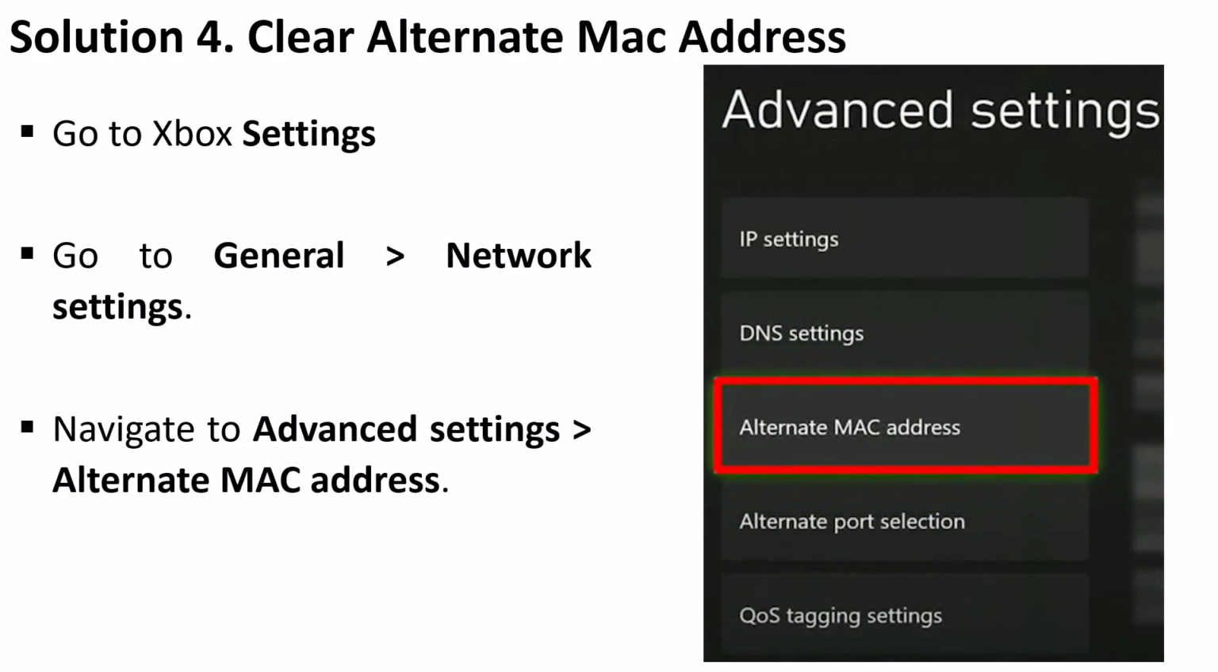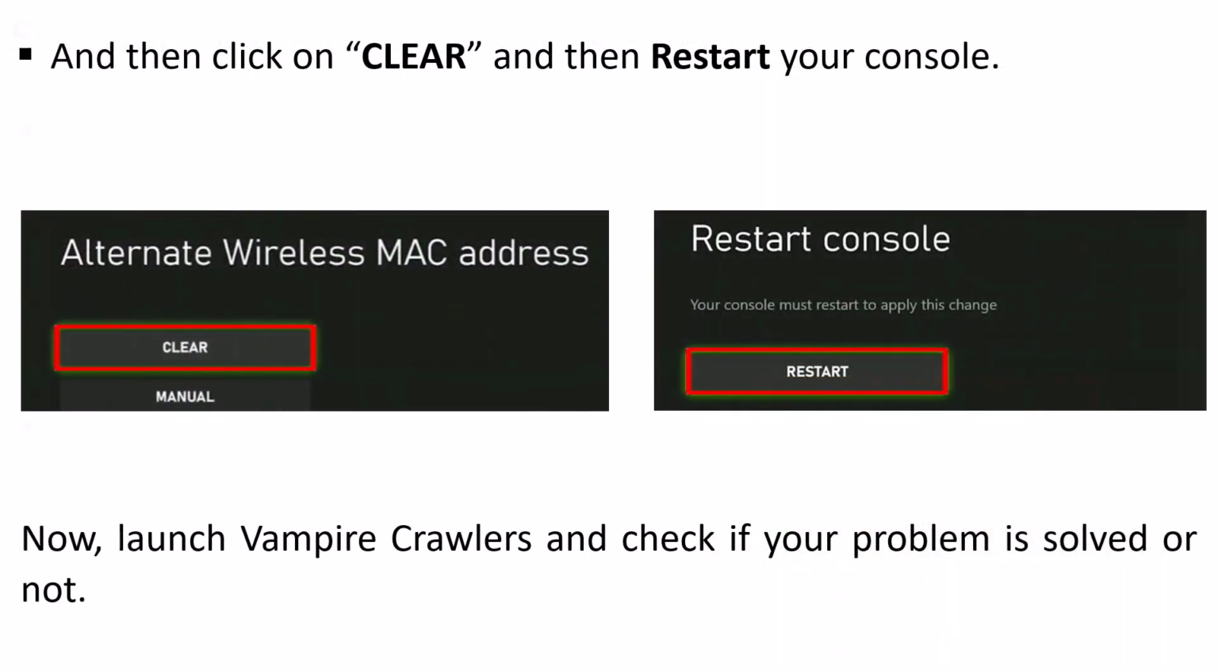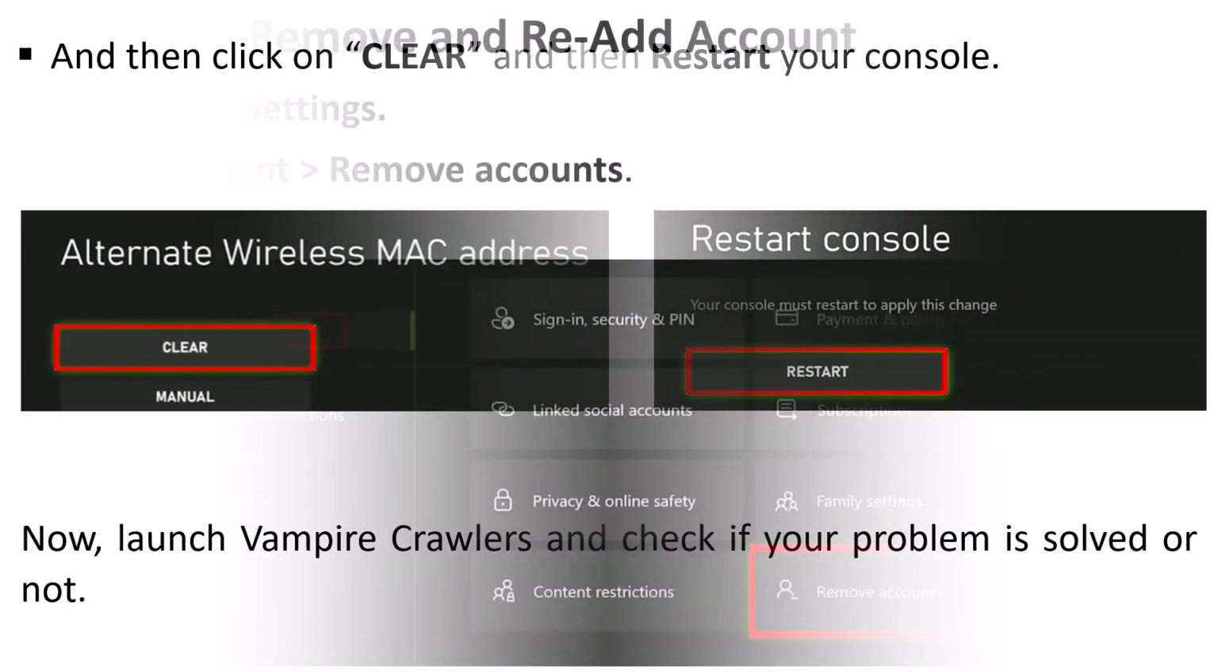Solution 4 is to clear the alternate MAC address. So go to Xbox settings, go to General, Network settings, navigate to Advanced settings, Alternate MAC address and then click on Clear and then restart your console. Now launch Vampire Crawlers and check if your problem is solved or not.